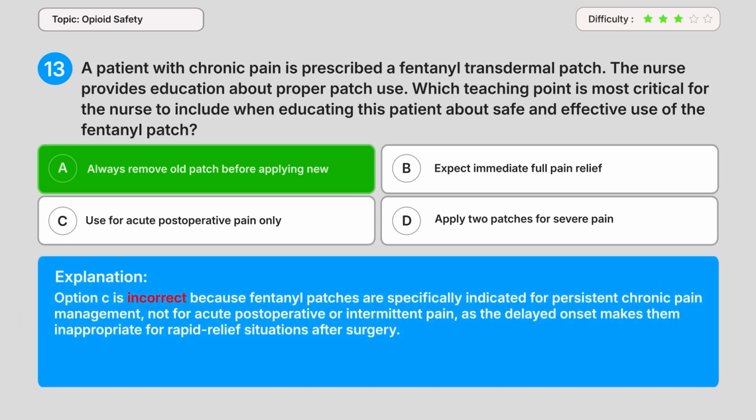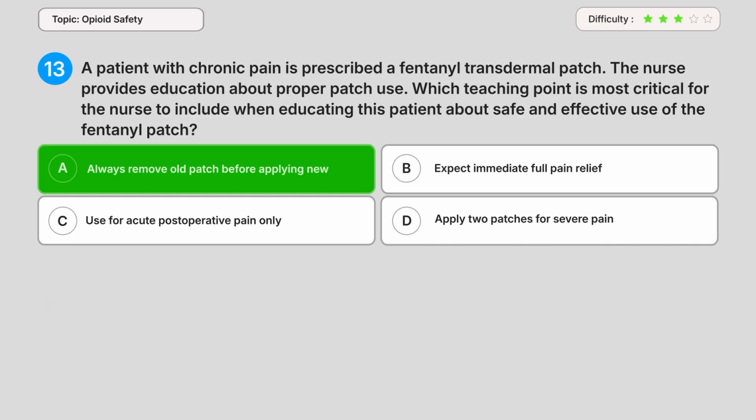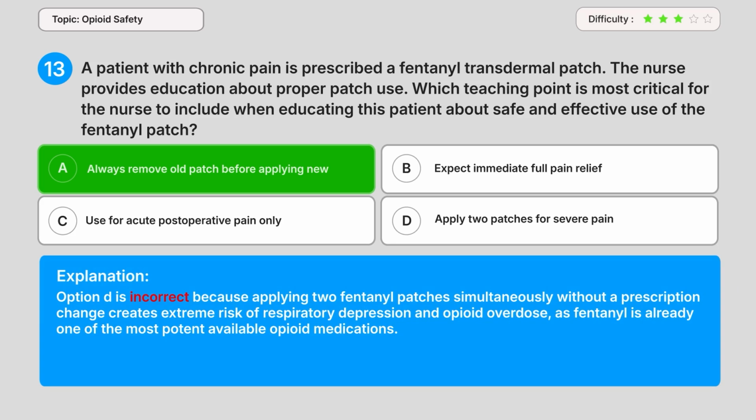Option C is incorrect because fentanyl patches are specifically indicated for persistent chronic pain management, not for acute post-operative or intermittent pain, as the delayed onset makes them inappropriate for rapid relief situations after surgery. Option D is incorrect because applying 2 fentanyl patches simultaneously without a prescription change creates extreme risk of respiratory depression and opioid overdose, as fentanyl is already one of the most potent available opioid medications.